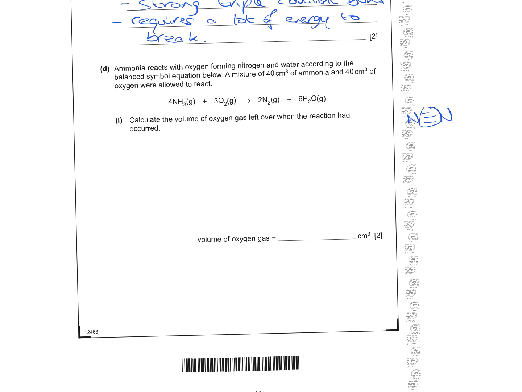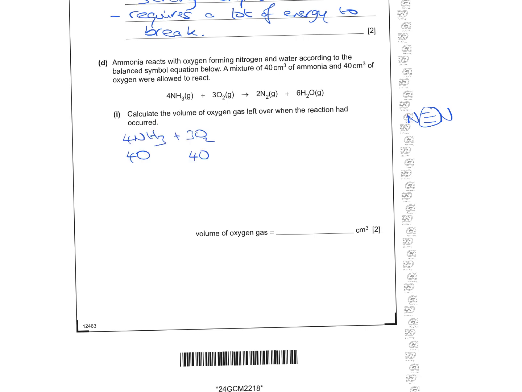Calculate the volume of oxygen gas left over when this reaction has occurred. So I'm just going to write out the ammonia and the oxygen with their volumes underneath again. Now these two, as you can see, react in a 4:3 ratio. So if you have 40 cubic centimetres of ammonia, it will require 40 divided by 4 times 3 cubic centimetres of oxygen to react completely.